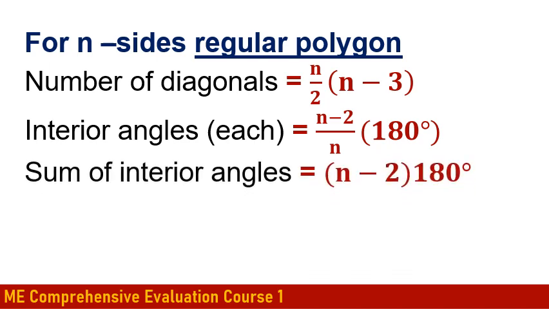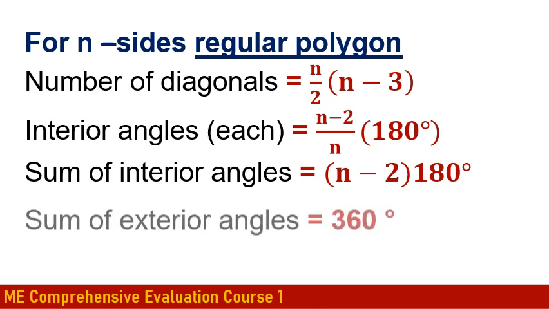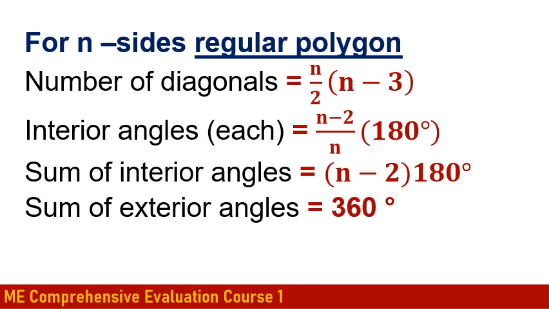Then we have the sum of interior angles, which can be computed by multiplying n minus 2 times 180 degrees. If you wanted to know the sum of all the interior angles of a square, for example, when you substitute 4 minus 2, that is 2 times 180, so we have 360 degrees. For a triangle, if we substitute, the result would be 180 degrees. For the exterior angle, no matter how many sides, the sum of the exterior angles would be 360 degrees.